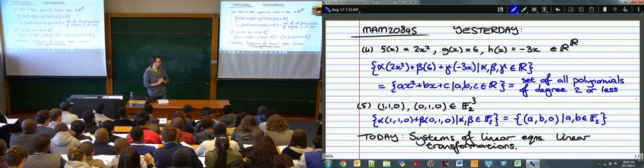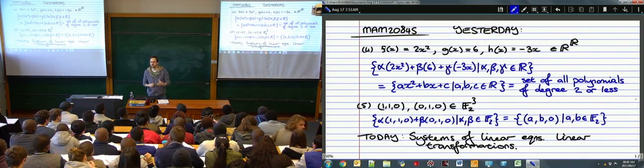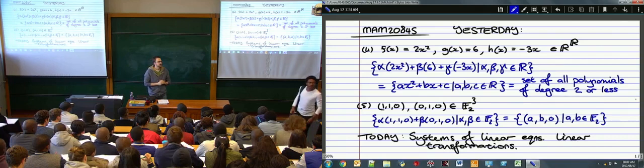And over here, question 5, this is maybe a little bit more complicated. We do the same thing, linear combination of these two vectors, and here the vectors are binary codes of length 3.